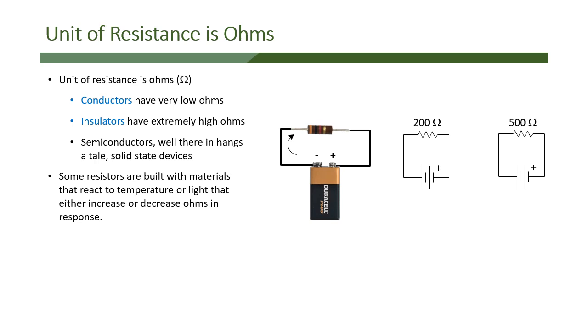And the units of resistance, as I mentioned in one of the earlier examples, is ohms. Now, conductors have very low ohms. They just love letting electrons move through them. Conductors have very little resistance, very low ohms for electrons to move through them. And insulators have very high ohms for electrons to move through them, so they don't move very well at all. In fact, in some cases, almost not at all.